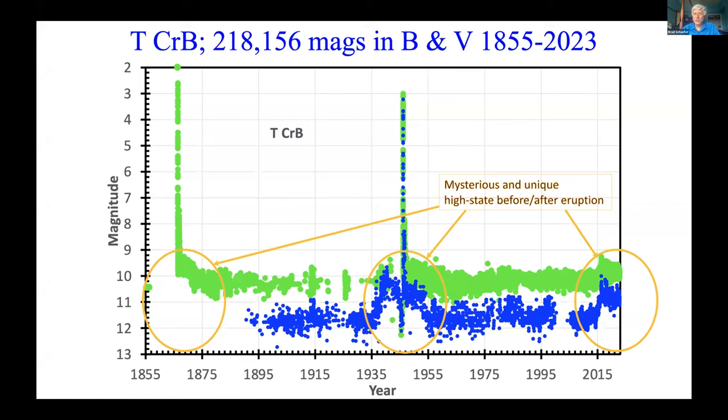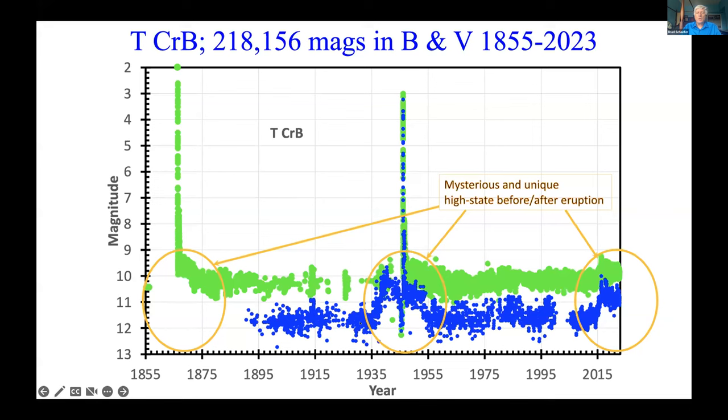Now what you have here is, other than the eruptions, most of the time T CrB is trucking along around 10th magnitude. Similarly, it's trucking along at around 11.5 in the blue band. So most of the time between eruptions is 11.5 in the blue band. But you see, it's especially prominent in the blue band.